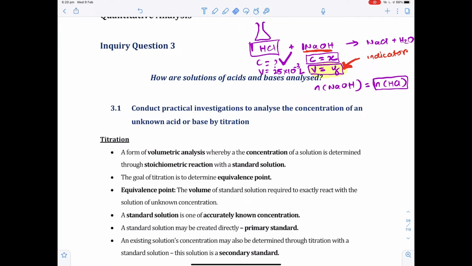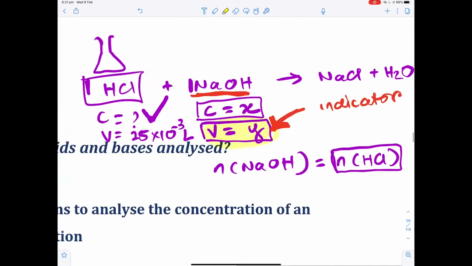The first important term is this term here, equivalence point, right? Now, equivalence point is exactly what I was discussing here. Equivalence point is the volume of solution that is required to react with whatever we're analyzing.